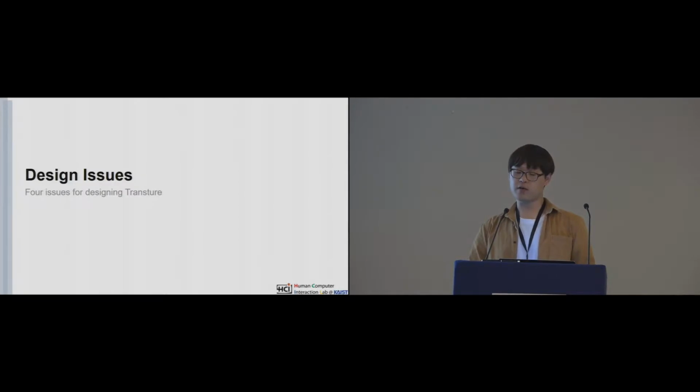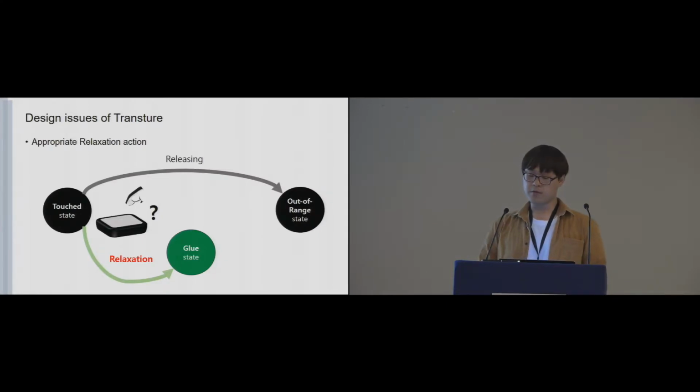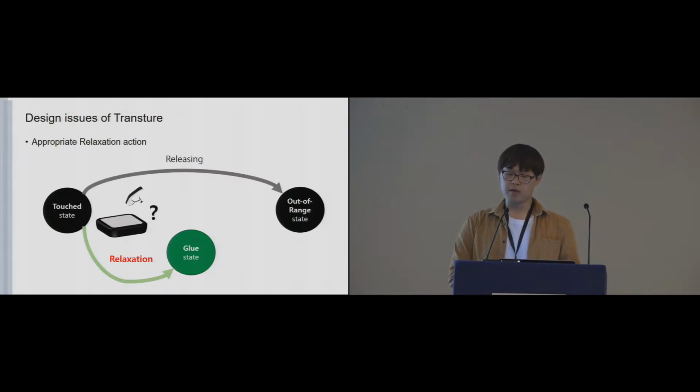And to make the around space a continuous input space from the touch screen, some design issues exist. Now I explain the issues in designing transfer. The first issue is the relaxation action. Relaxation action is needed to distinguish the traditional touch gesture's releasing action from the relaxation action of transfer. Then to make a natural transition between touched state and glue state, it is important to find an implicit but reliable action to distinguish the releasing action and the relaxation action.